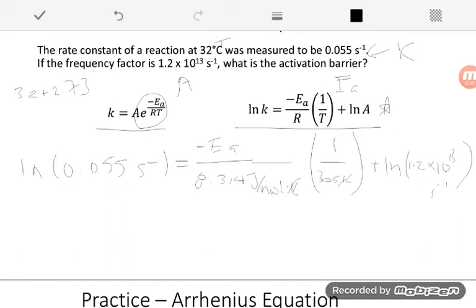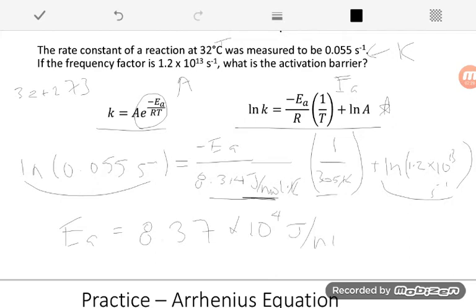So now I just need to do a little bit of algebra. So I'll calculate this and then subtract it over to the other side. So I'll subtract it from that. And then I can multiply both sides by 8.314 and 305. So overall, when I do the algebra, I find that my activation energy is going to be 8.37 times 10 to the 4th. And I see that my Kelvins have canceled, and I'll eventually move this up to the top. So that'll be joules per mole.